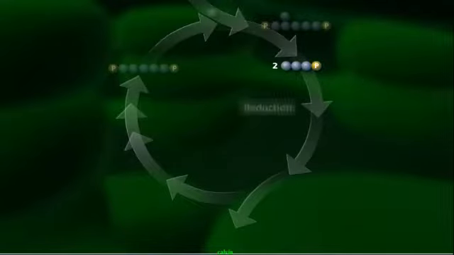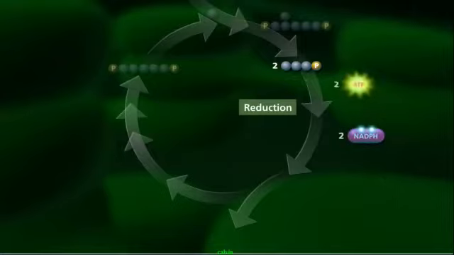The second step is a sequence of reactions using electrons from NADPH and some of the ATP to reduce carbon dioxide.